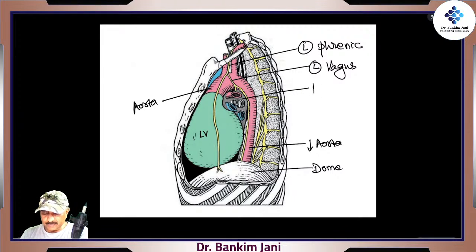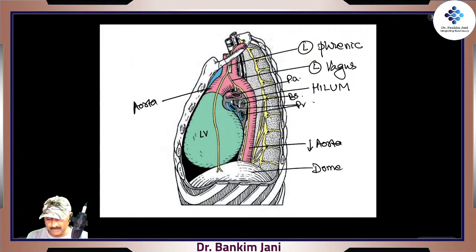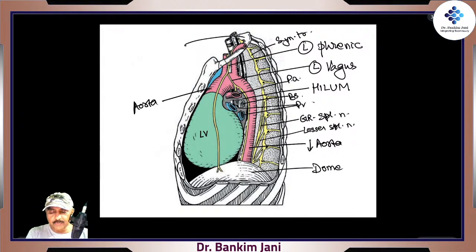Obviously, this portion I'm just writing as hilum. So we have everything over there. Principal bronchus, we have this pulmonary artery, that is the pulmonary artery. These are the pulmonary veins. These are the bronchus. And that entire thing is the hilum. In the same way, the sympathetic trunk can be seen. And now there should not be any problem in identifying this is the greater splanchnic, and this one is the lesser splanchnic nerve, and this one is our sympathetic trunk. Good. This one would be our rib number one, the first rib.